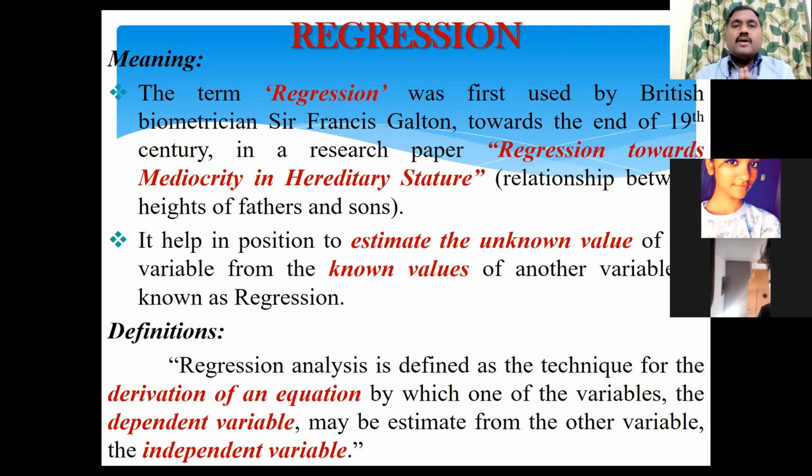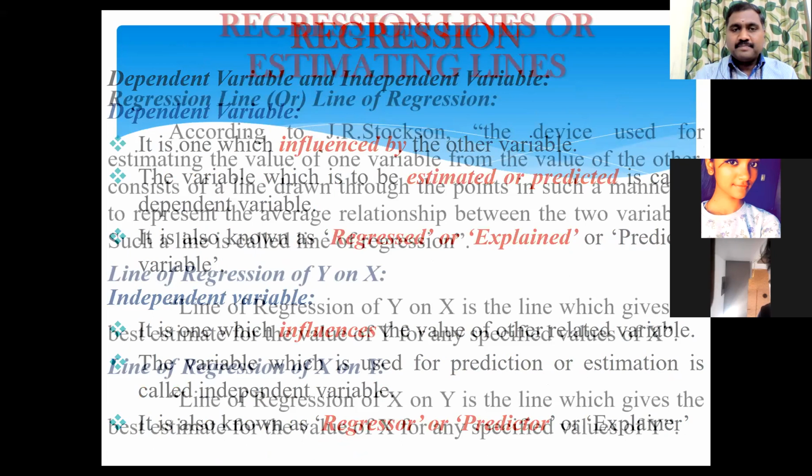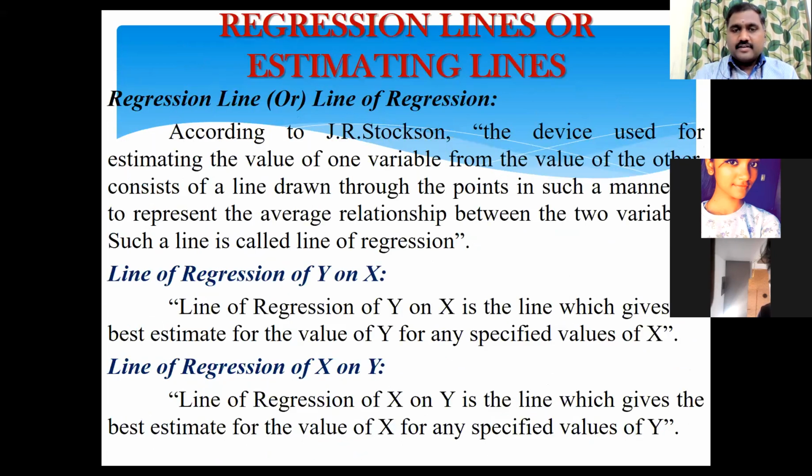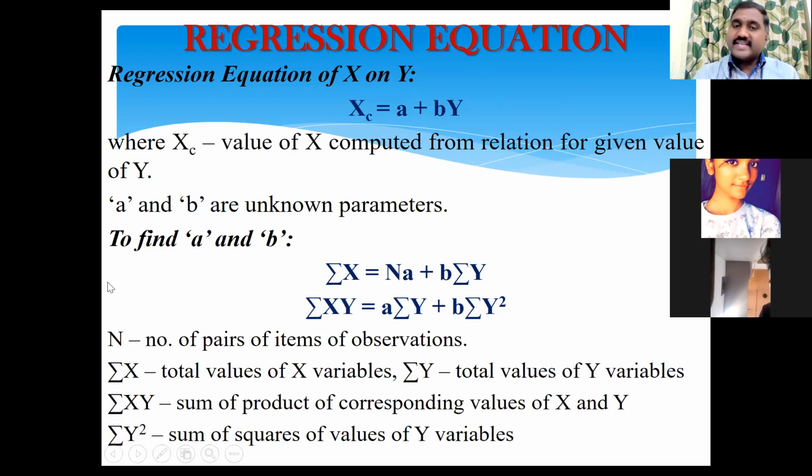So in regression, we discussed the regression equation. There are two formulas. This is what we discussed in the last class: dependent and independent variables, and the regression line. This is the regression equation formula. For Y on X, you have to use this formula, and then calculate the a and b values by using these equations. To find a and b: summation Y equals n into a plus b into summation X. Similarly, for the regression equation X on Y, the same thing applies. Wherever Y is there, replace it with X, and wherever X is there, replace it with Y. That's it. So the next equation will be the regression equation of X on Y.